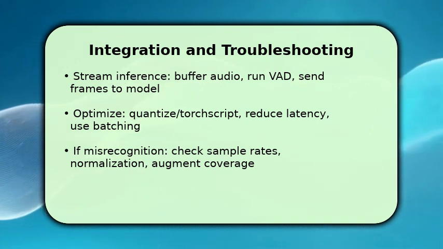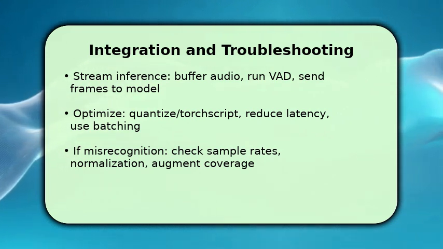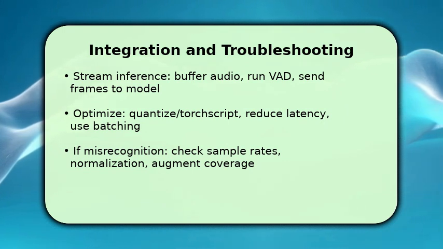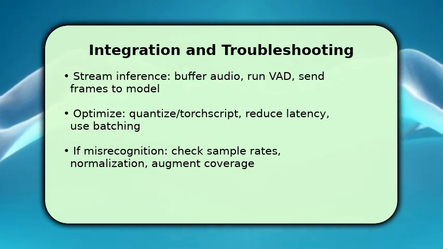If results degrade, check sample rate mismatches, incorrect normalization, or gaps in augmentation. Retrain with diverse noise types and reevaluate the preprocessing pipeline to resolve.